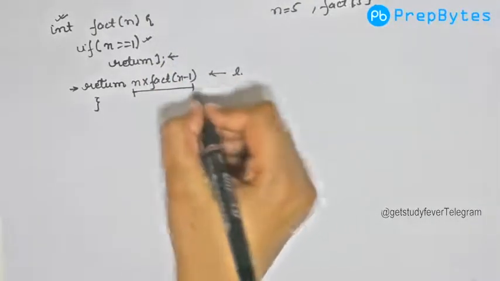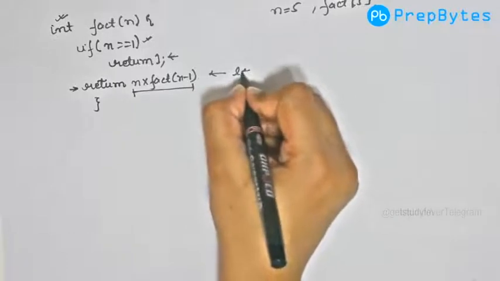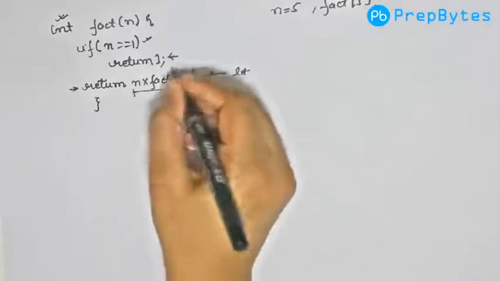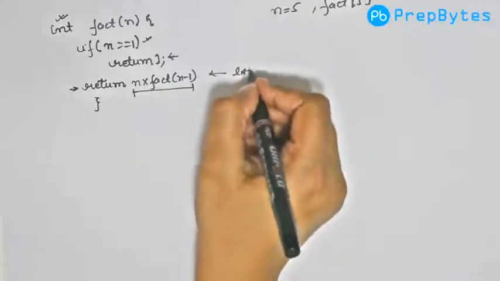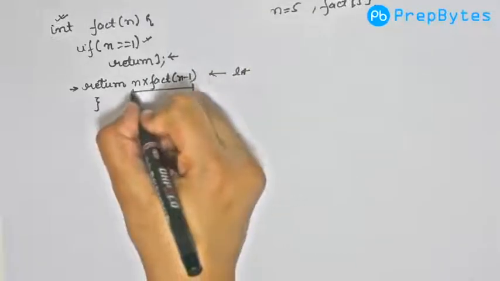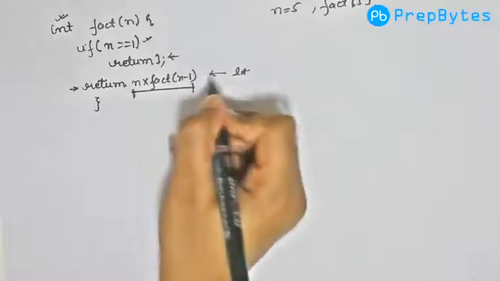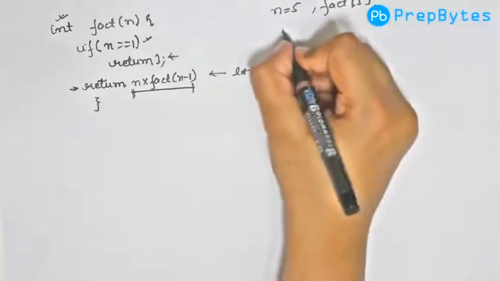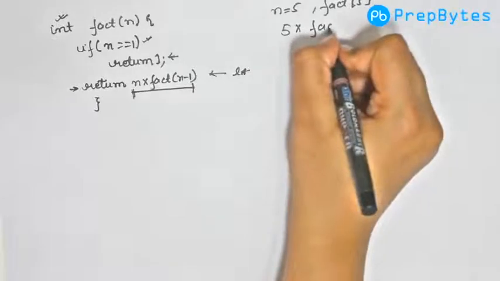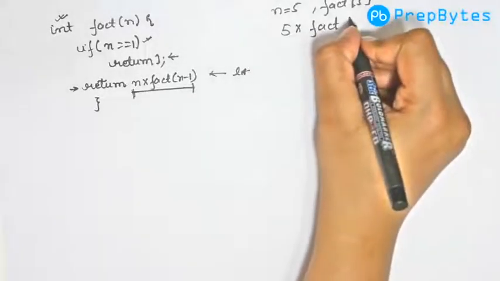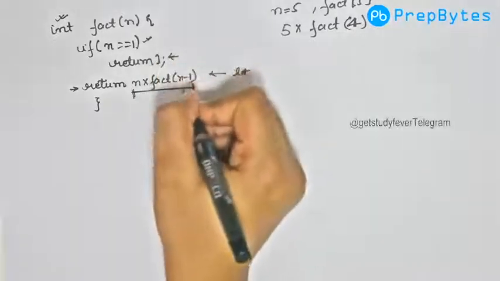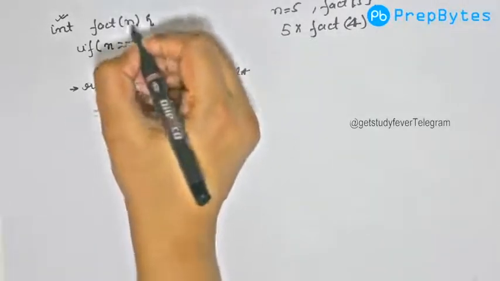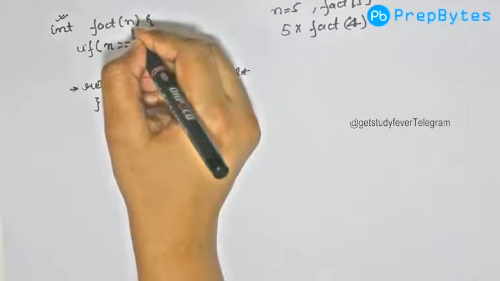Okay, so what we are doing is we are storing the value of L, whatever this is. For the sake of example, we'll store this value in L. So we have this n into fact of n minus 1. So it will come out to be n into fact of 4. Okay. Now what happens is, again this fact is getting called with an n value 4.